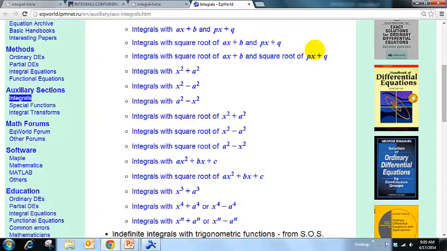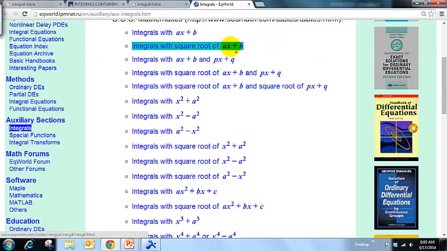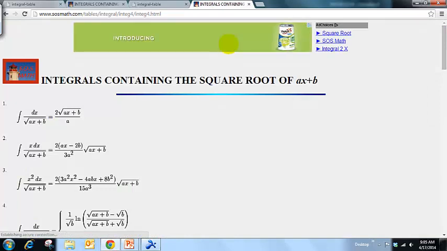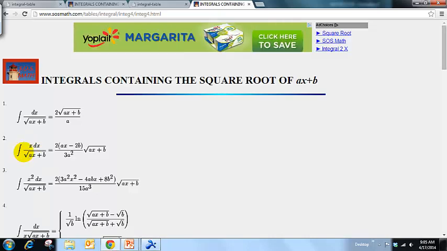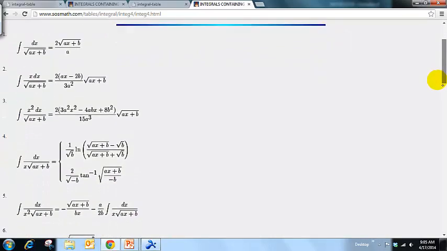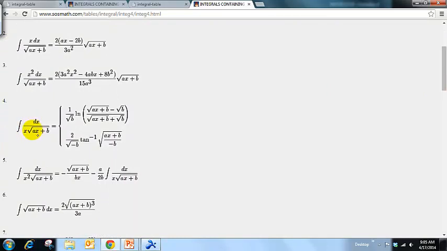So let's go back and look. I had a square root involved in ax plus b. I'm going to click on that and see if I have one that has an x out in front. Here is an x, but it's in the numerator. I need it with an x down here in the denominator. So I'm going to scroll down here and there it is, number 4.